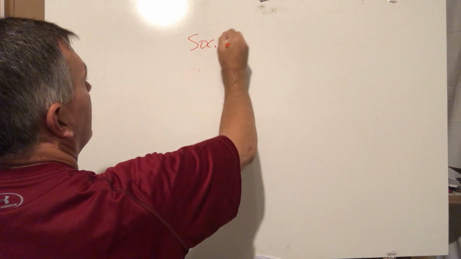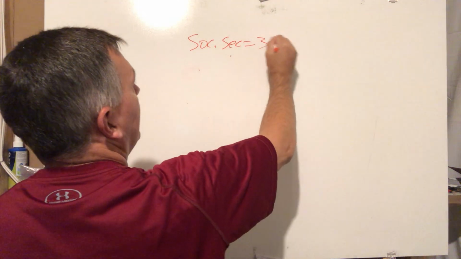Brilliant. All right, so in this case, we got Social Security equals 30K.